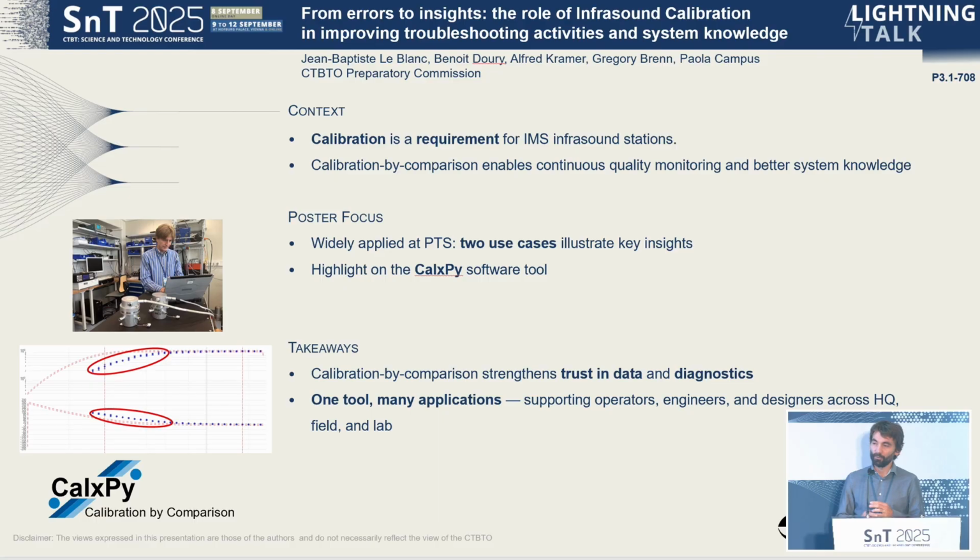In this presentation we also show the tool to do that, CalixPy, which has been developed by the CTBTO. The conclusion is that calibration is not only a requirement, but it's something very useful that could be exciting. So please come to the poster.